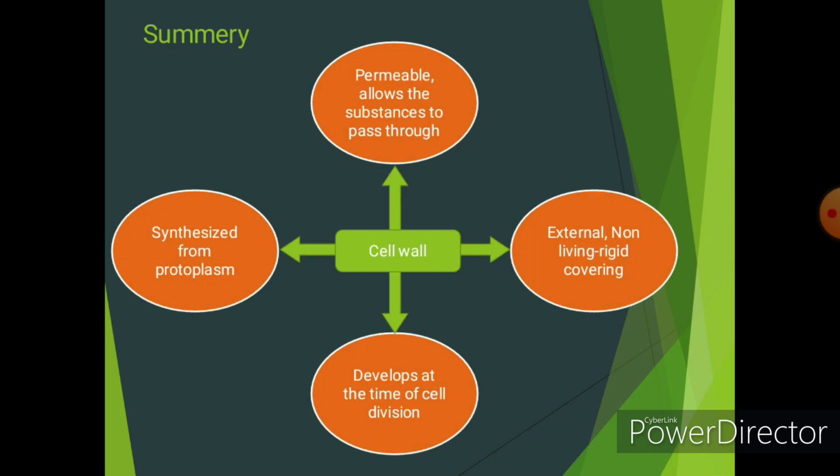Let us recall about the plant cell wall. So cell wall is an external, non-living, rigid covering and it develops at the time of cell division and it is synthesized from protoplasm.